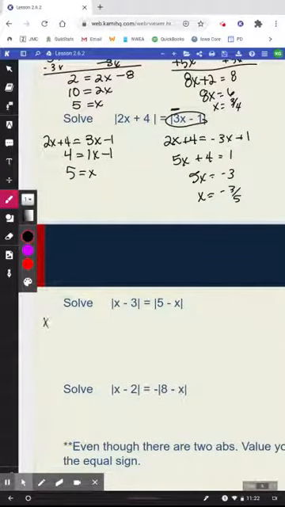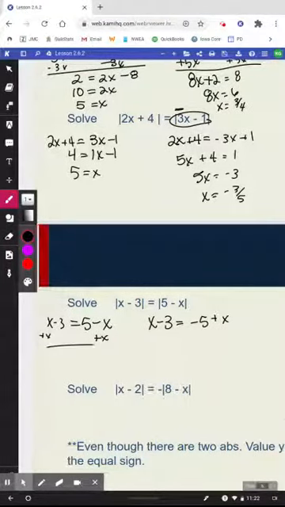On this one, I start with x minus 3 equals 5 minus x. Then x minus 3 equals -5 plus x. So I'm going to add x over here to both sides. So that would give me 2x minus 3 equals 5. Add 3, so 2x equals 8. Divide by 2, so x equals 4.